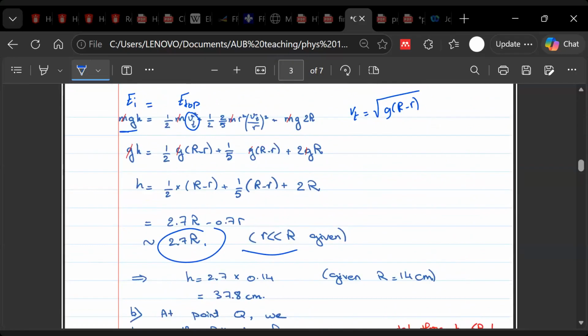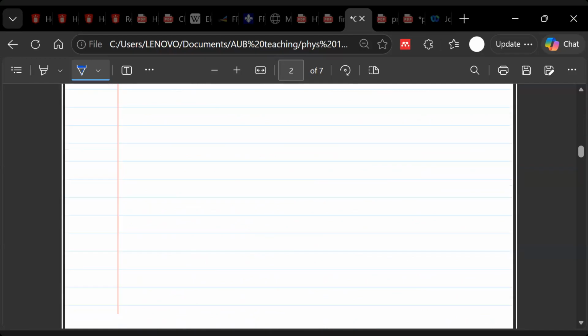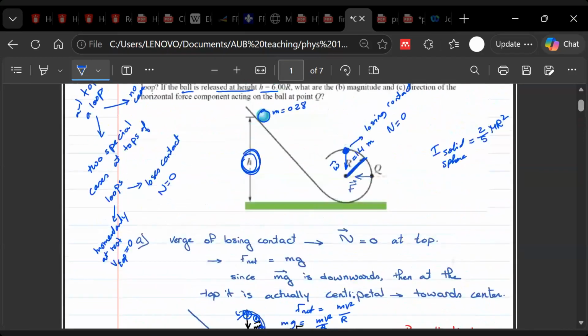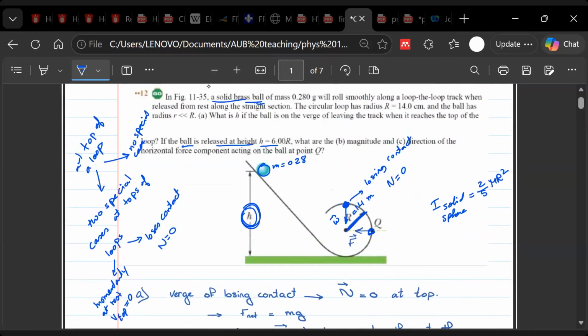And anyway, in this part, they ask us about the point Q, which is over here at the side of the circular path. What do we want to know about point Q? So I gave you the initial height is 6r. I want the magnitude and direction of the horizontal force component acting on the ball at point Q. The horizontal force component. All right, let's take a look at the forces I have at point Q.